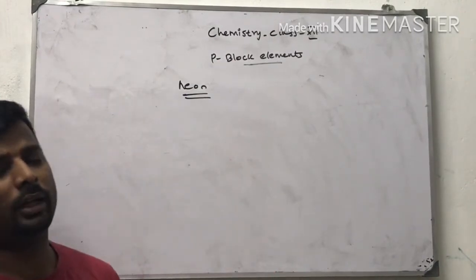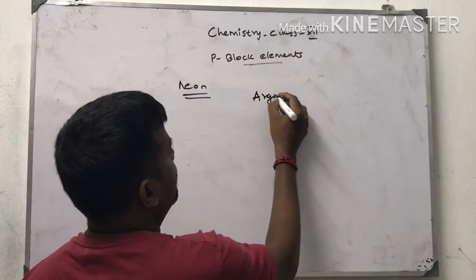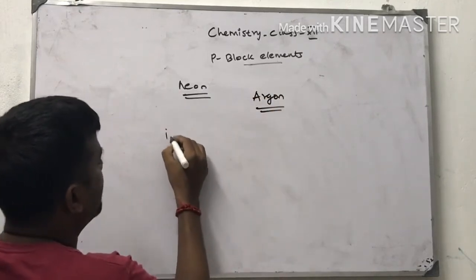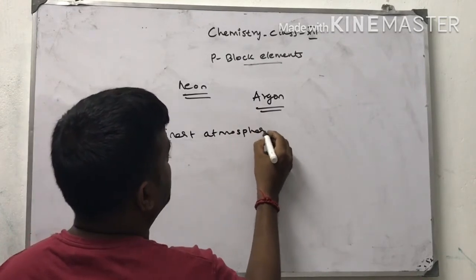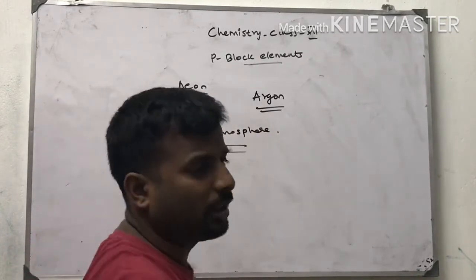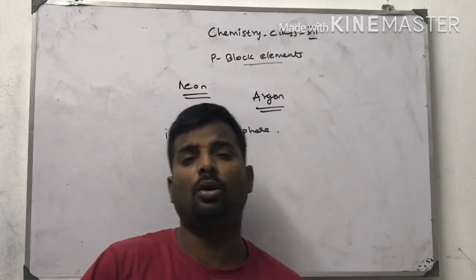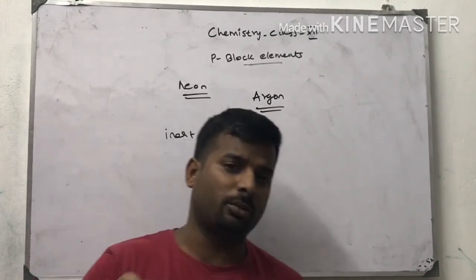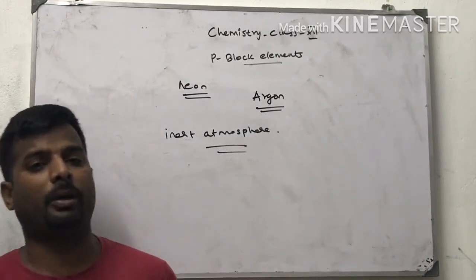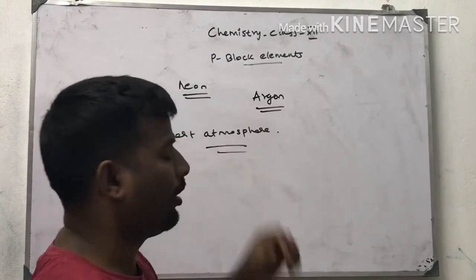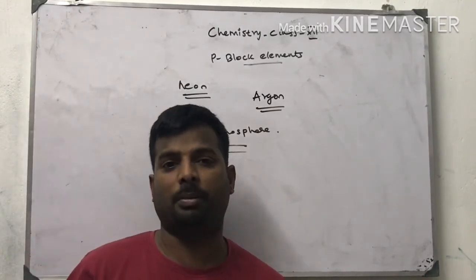Now I am going to tell about the uses of argon. Argon is used to make an inert atmosphere for welding purposes. What do you mean by inert atmosphere? Inert atmosphere means whenever argon gas is sprayed, any moisture or any other gas present is absorbed by argon. That is the use of argon: to make an inert atmosphere for welding purposes.